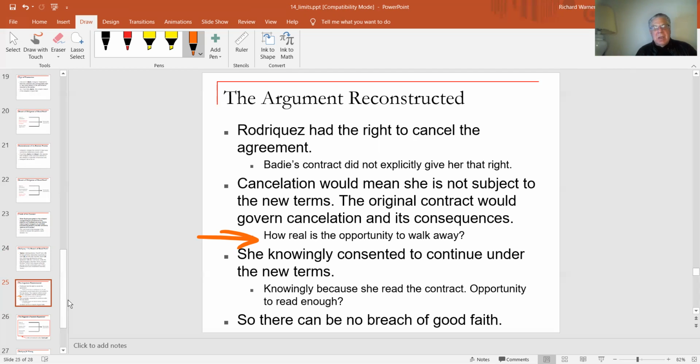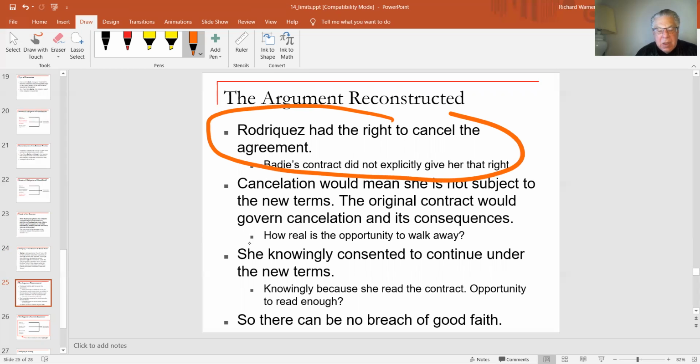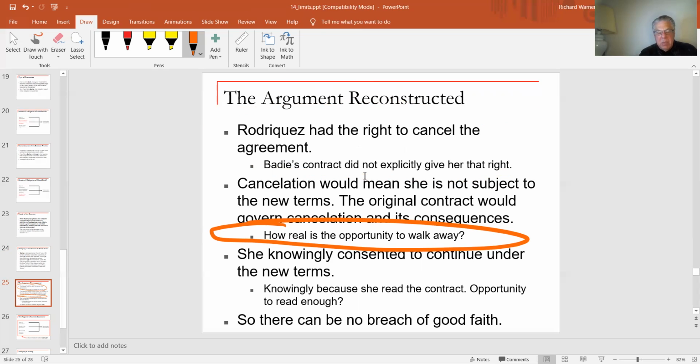So the court says the cancellation clause makes all the difference. That makes all the difference. That is why. So there are two things, right? The cancellation clause and the implicit assumption that she could walk away. Now let's think about how real it is that she can walk away.